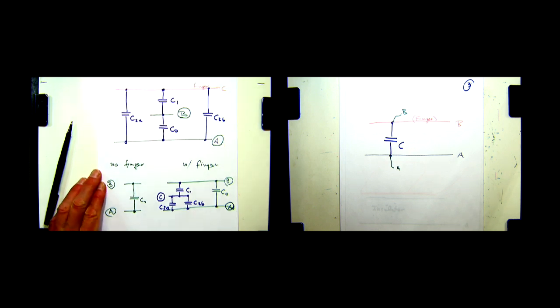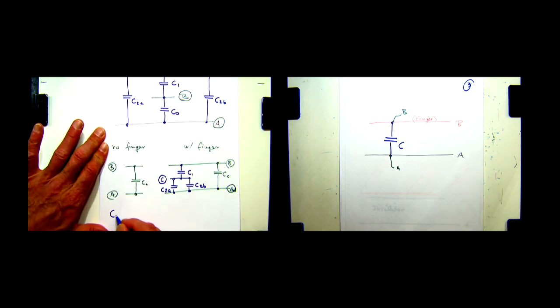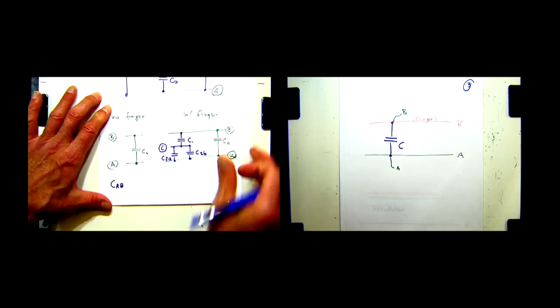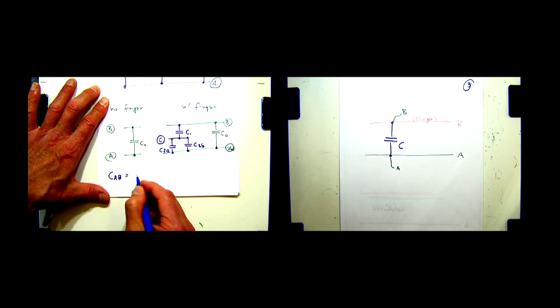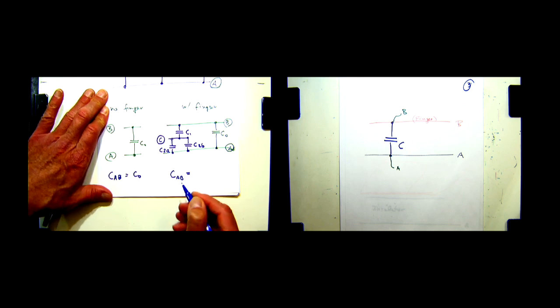Okay? So now let's figure out what the capacitance CAB is. What do I mean with CAB? Well, it means the capacitance between nodes A and B. In this particular case, without the finger, that's pretty easy, right? So in the other case, CAB now is going to be equal to... First of all, we have two capacitors in parallel, C2A and C2B.